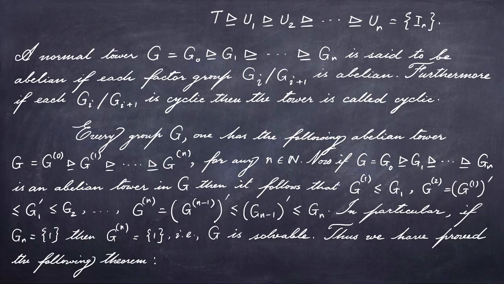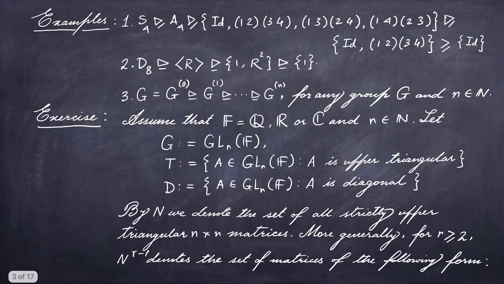So let me look at these examples once again. Here the first factor group is Z modulo 2Z, which is cyclic. Now here this is Z modulo 3Z, and again the third quotient is Z modulo 2Z. So therefore this is an example of an abelian tower, and of course in fact cyclic. This is also an example of a cyclic tower.